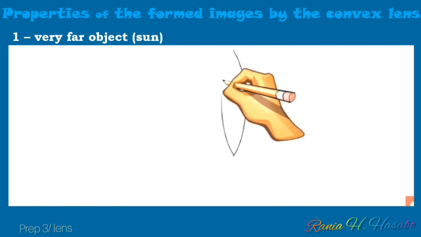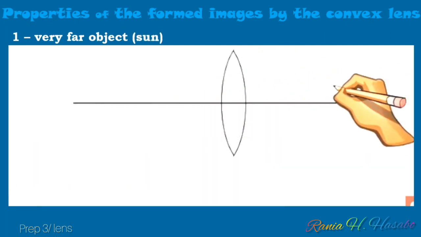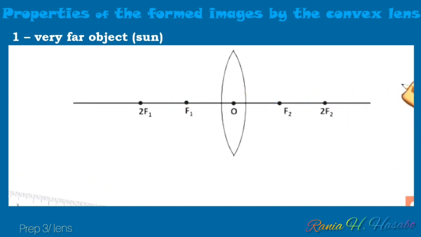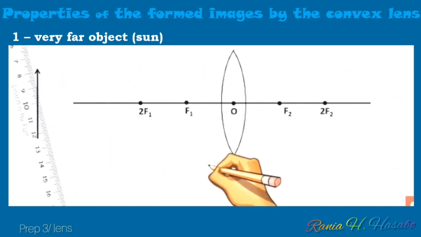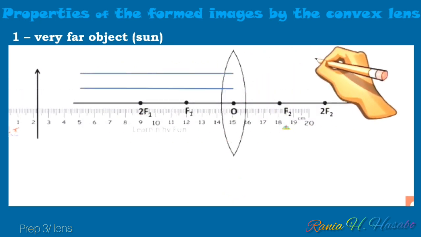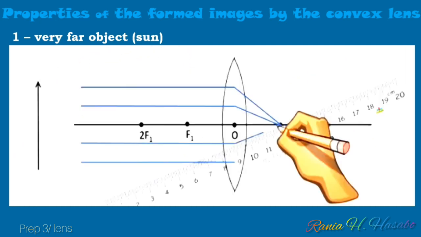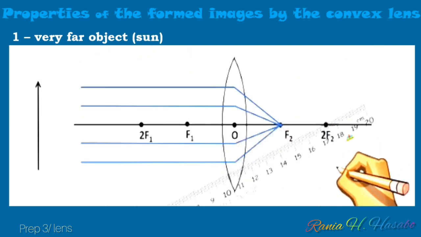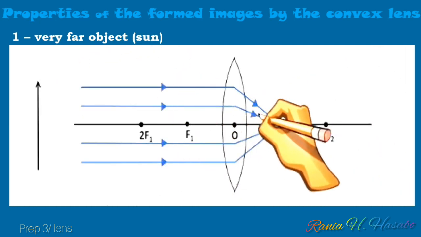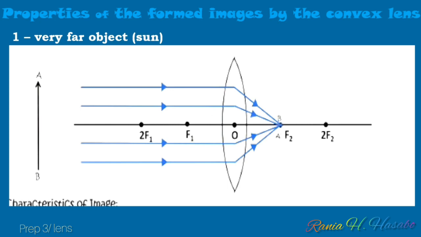Number one, very far object. Draw the lens and the principal axis and determine the two focuses, the two centers of curvature and the optical center of the lens. If sun rays fall on the lens, we notice that all sun rays are parallel to each other and fall on the lens parallel to the principal axis. So they converge and collect in a real focus of the lens. So the image of the sun is a real tiny dot at the focus.